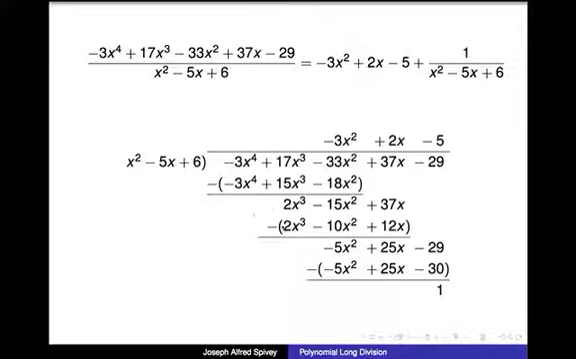So this polynomial long division shows that this rational function is equal to negative 3x squared plus 2x minus 5 plus 1 over x squared minus 5x plus 6. And that concludes this video.